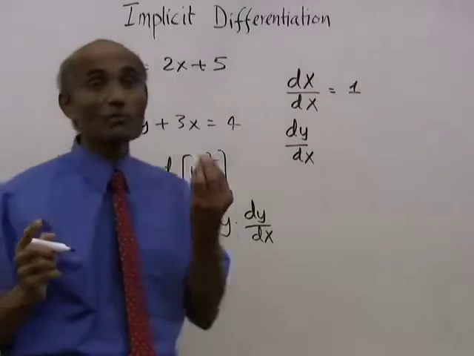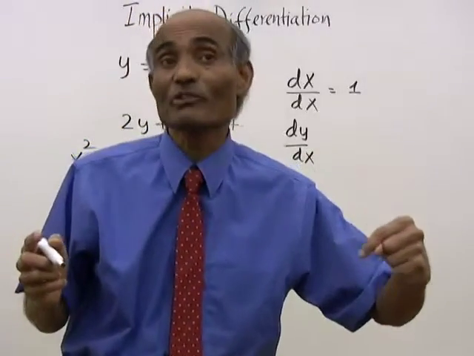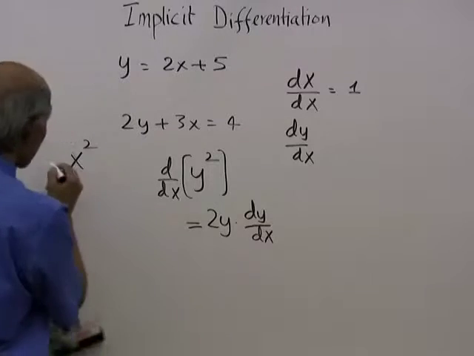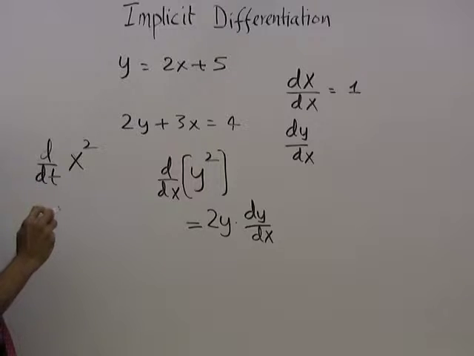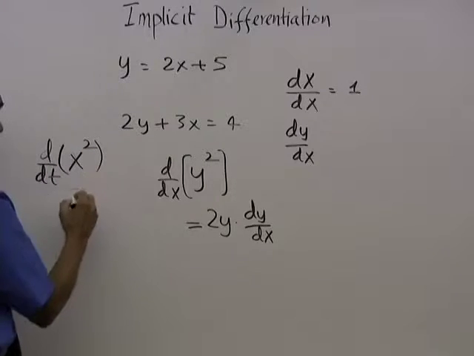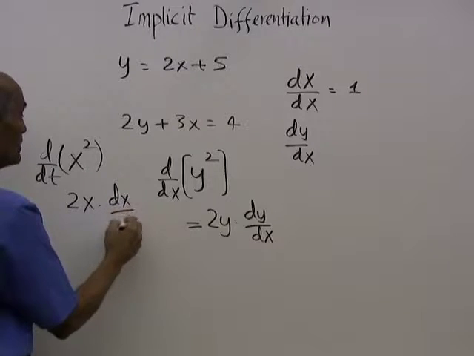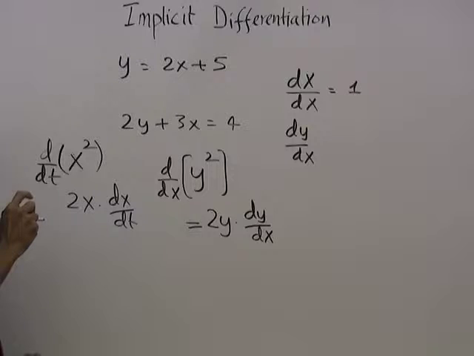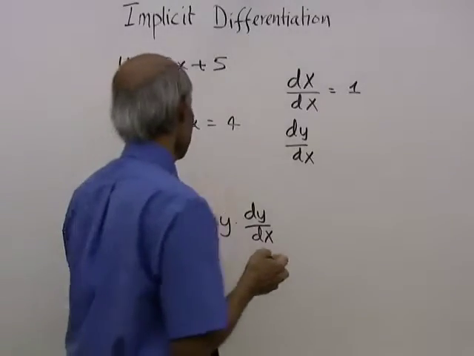Why? Because we are finding the derivative of x squared with respect to x. If you want to find the derivative of x squared with respect to t, it becomes different. It will be 2x times dx over dt, times the derivative of x with respect to t. Now, it's very important that you really understand this.